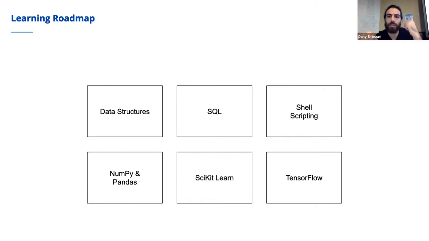Take a screenshot of this. You will have to master these, especially this one, and eventually this one. Now, of course, it's not a linear learning journey. It's good to try to learn a little bit of each.